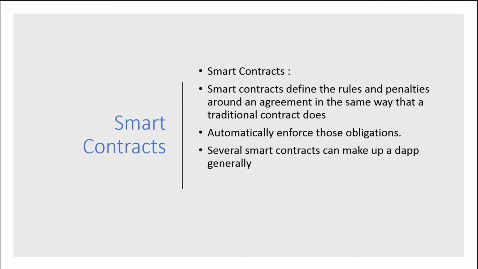Now, basically, smart contracts define the rules and the penalties around an agreement. And it's very similar to a traditional contract. That's where the contract term sort of came from: this application, or snippet of code, is going to enforce obligations. So basically, if Sally doesn't pay $12.80 to Frank, then that purchase won't be consummated. If Sally does, then that purchase will be consummated. Basically, when you have a collection of smart contracts, they make up what is known as a decentralized app.